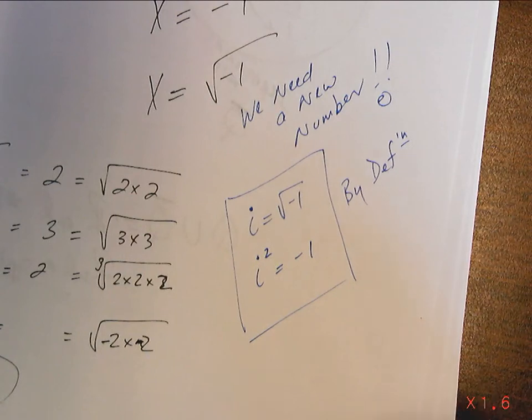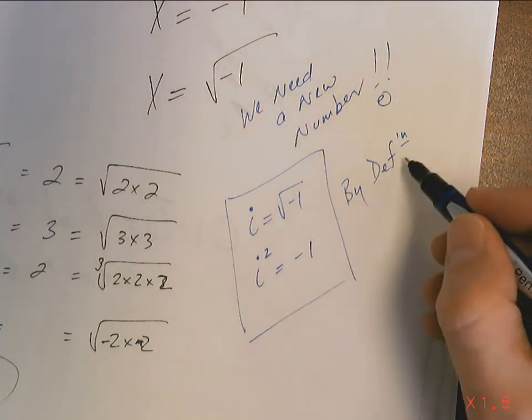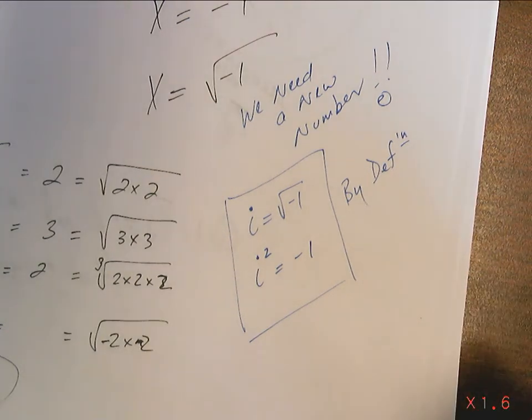By definition, i equals root negative 1, i squared equals negative 1, and that's a shortcut for the word definition. And I'll be back with your video to finish off.